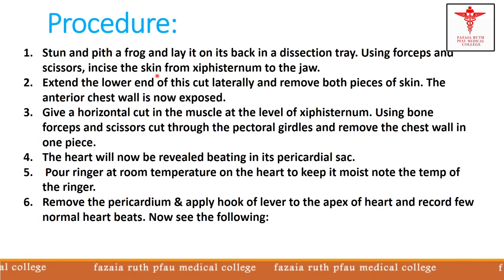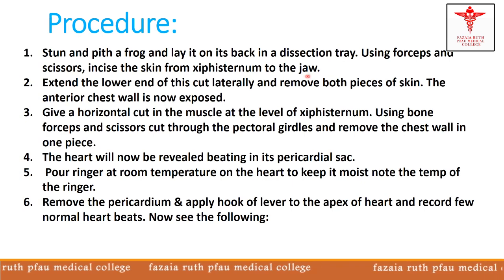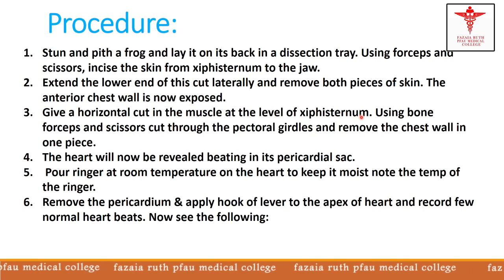Incise the skin from the xiphisternum to the jaw. Extend the lower end of the skin laterally and remove both pieces of the skin. The anterior chest wall is now exposed. Give a horizontal cut in the muscle at the level of the xiphisternum using bone forceps and scissors. Cut through the pectoral girdles and remove the chest wall in one piece.